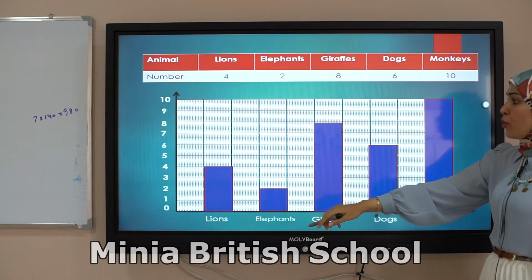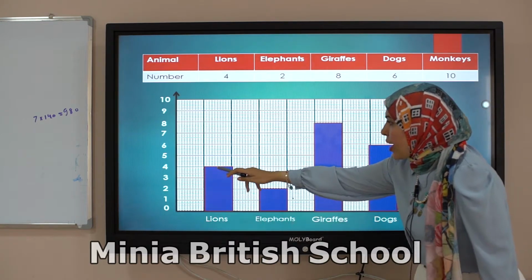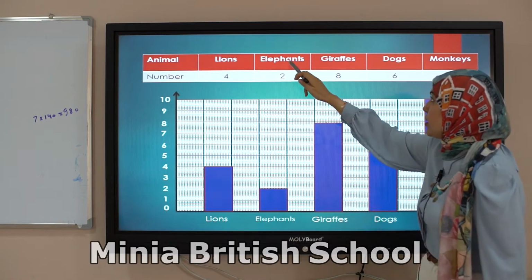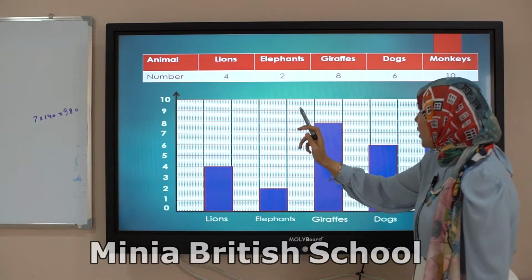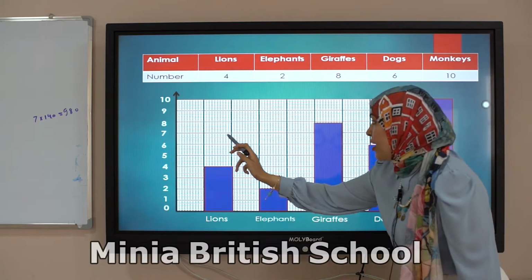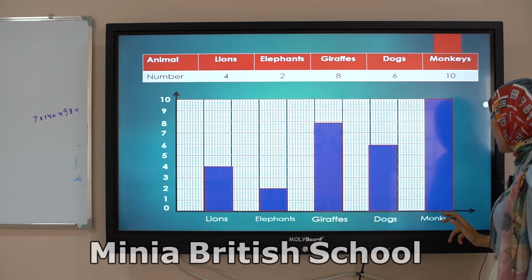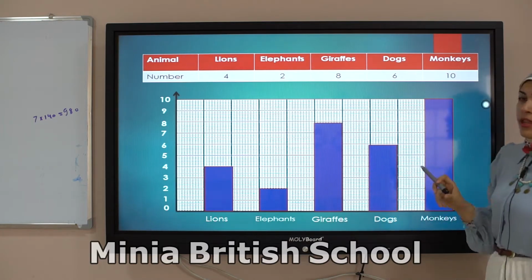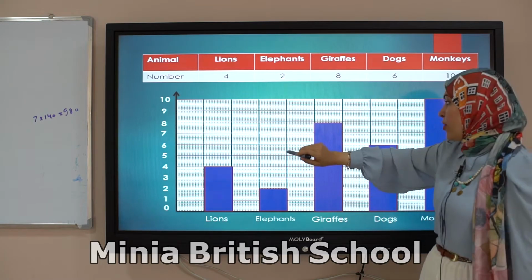Okay, I want to check my answer. Lions here I have 4, here I have 4. Elephants here 2, and here in the table 2. Here giraffes I have 8, and here in the table 8. Dogs, here I have 6, and here I have 6. And the last animals, monkeys, here I have 10, and in the table I have 10. So all answers are right.